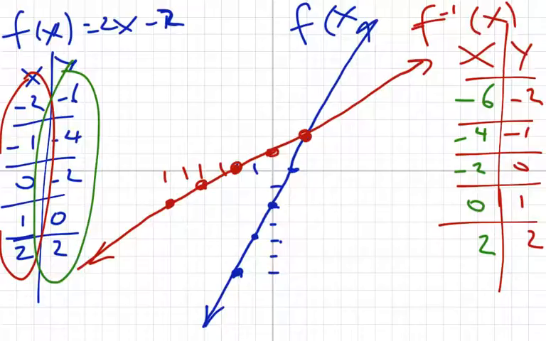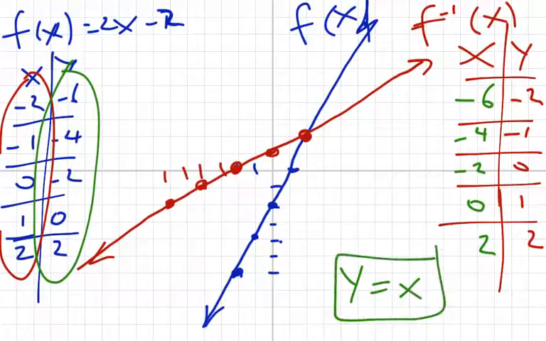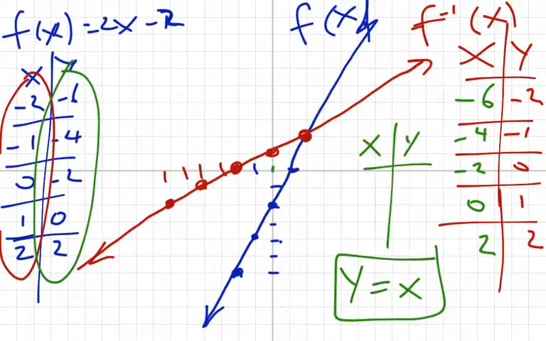Now, these lines have symmetry along the line, and I'm going to do it with green, y equals x. Okay? They have symmetry along the line. I'm going to make a table of values for that one. Let me do it here real quick. So, table of values for that.